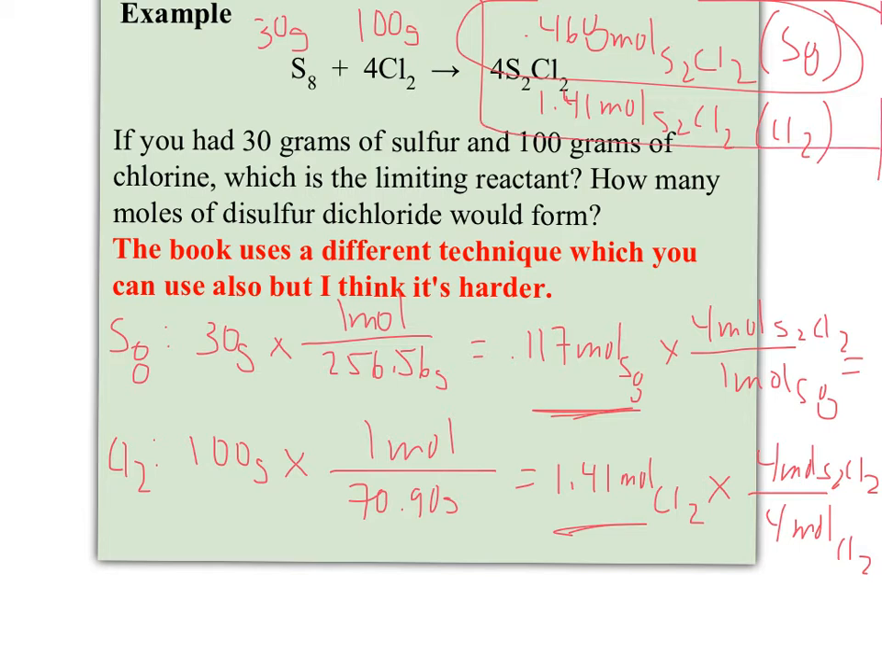You have to actually figure out which one's going to make more product, or really what we want to know is which one makes less. Less is limiting. So how many moles of disulfur dichloride would form? Only 0.468 moles, because then I'm out of sulfur and the reaction stops.